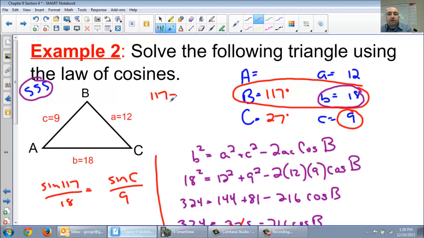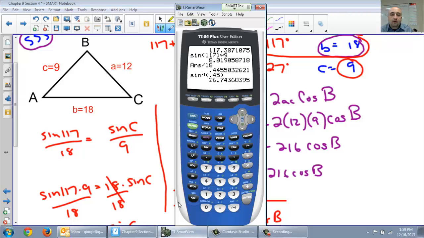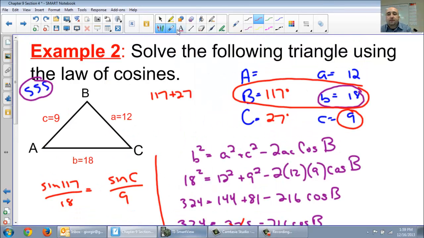Now let's do 117 plus 27, which is 144, and I'm going to subtract 180 minus 144. That should give me my last angle, which is 36. So 36 degrees. So there's the law of cosines. We did one example of side angle side, one example of side side side. They're all done the exact same way, depending on which one you're given.